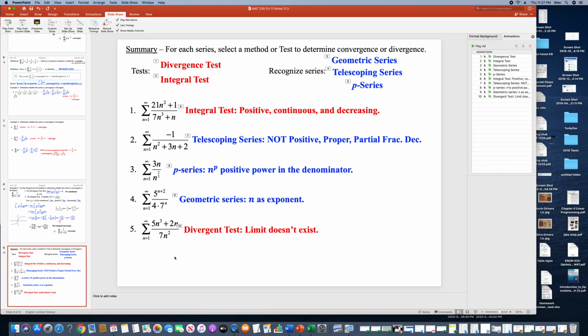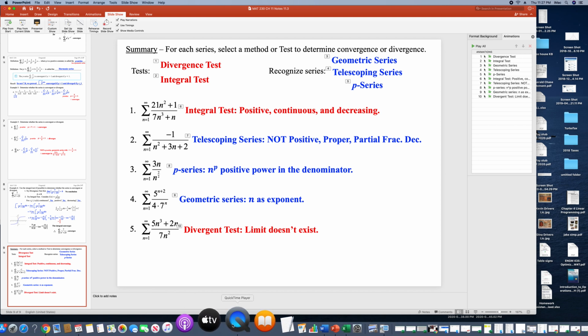All right, so that wraps up that second part of section 11.3. All right, let's see if I can not mess this up.